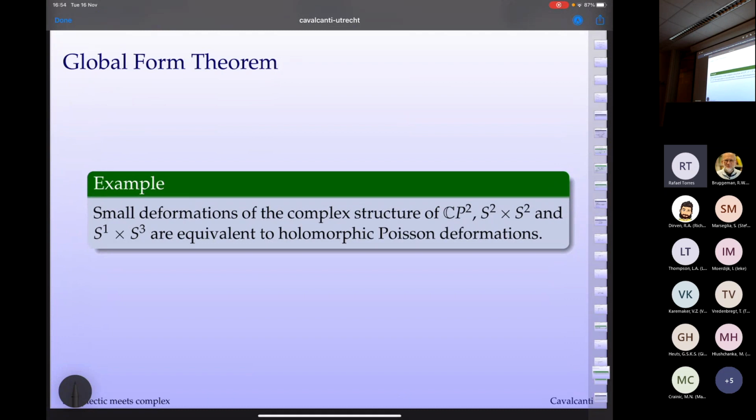Going back to the examples we had, if you pick small deformations of CP2, CP2 is complex, and in fact that map from H2 to H02 is surjective. So for CP2, all the nearby deformations from the complex structure will be of holomorphic Poisson type. There's nothing else around the symplectic structure but just holomorphic geometry. Same thing for S2 cross S2, and I wrote S1 cross S3 there, but I should check. S1 cross S3 has no degree 2 cohomology, but I also think it doesn't have 0-2 cohomology either. So it's just 0 and 0.